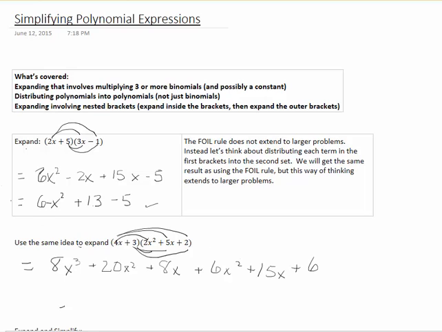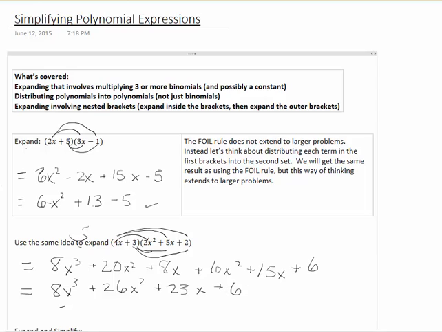We can now gather our like terms, our terms that are the same, meaning the variable and the exponent is the same. So 8x cubed is the only one that has an x cubed. Then we'll look for anything squared. 20 plus 6 is 26x squared. Anything with just an x on it, 8x plus 15x is 23x, and then no x's as our last. That question there is simplified fully.